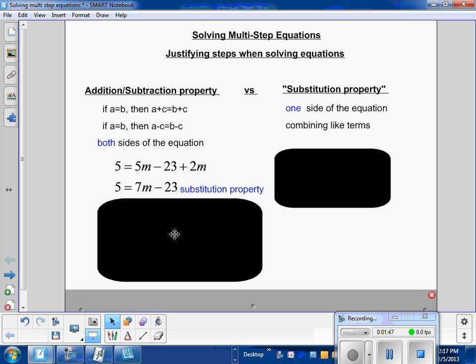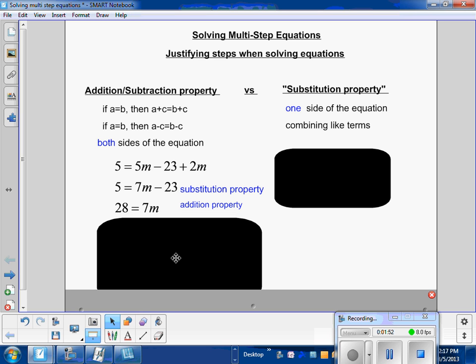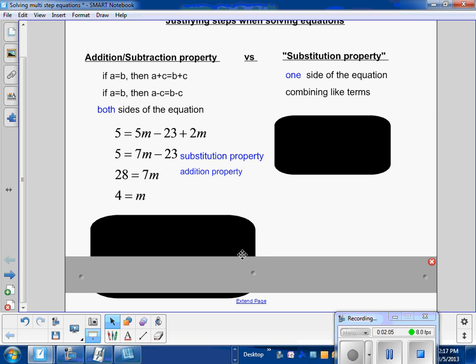The next step in this equation is to add 23 to both sides. That would give us 28 equals 7m. That is an example of the addition property of equality because we added something to both sides of the equation. So the difference between the addition and subtraction property and the substitution property is that the substitution property is when we combine like terms, when we manipulate numbers on just one side of the equation.